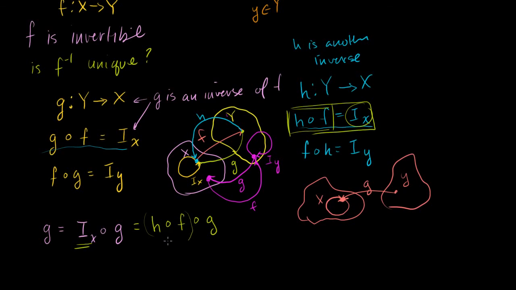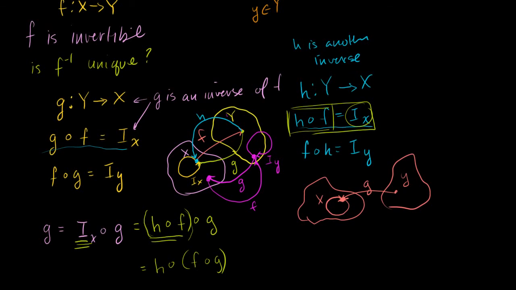But I showed you a couple of videos ago that the composition of functions or of transformations is associative. It doesn't matter if you put the parentheses there or there. I'll put the parentheses there at first just so you can understand that this is the same thing as that right there. But we know that composition is associative. So this is equal to the composition of h with the composition of f and g.